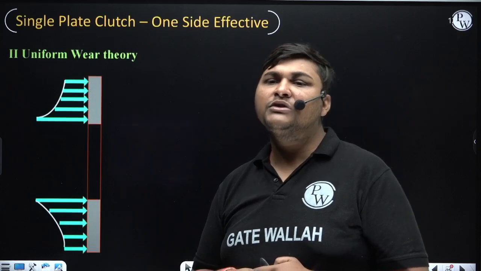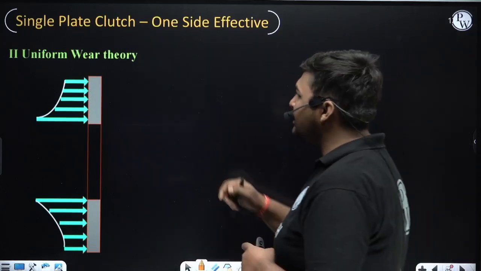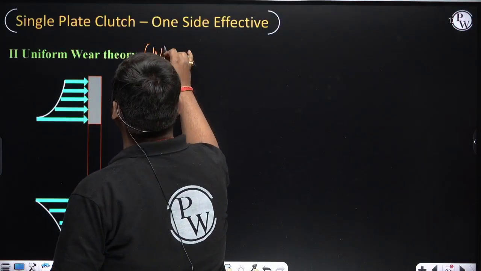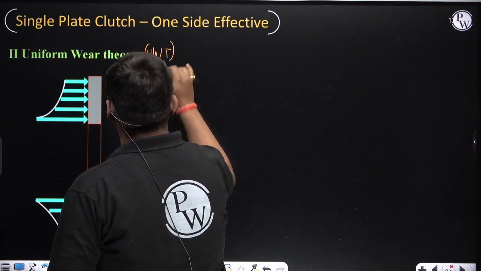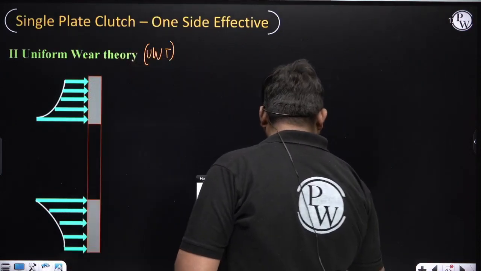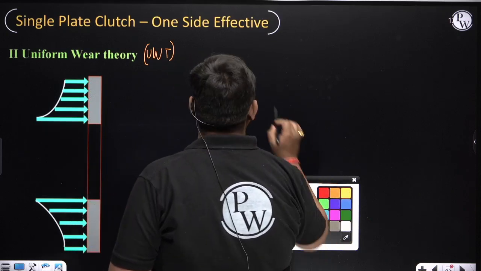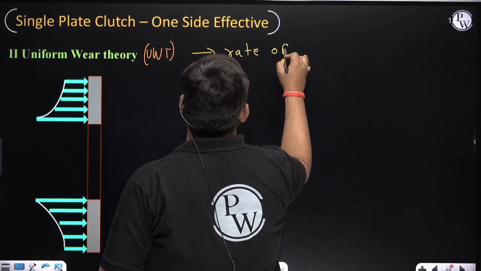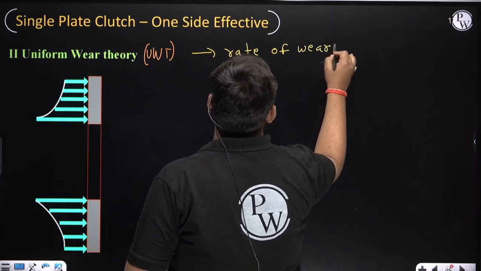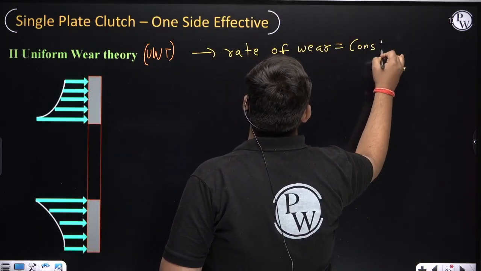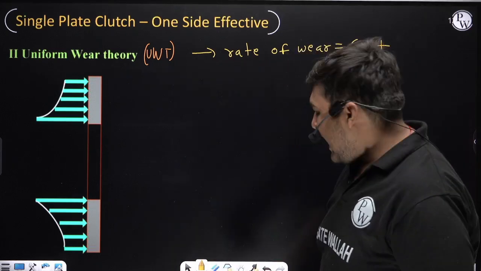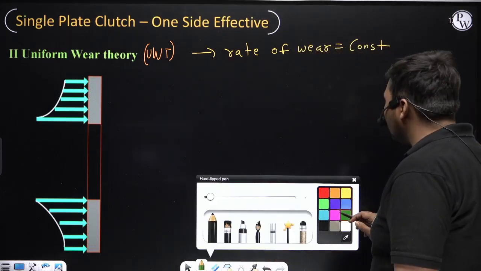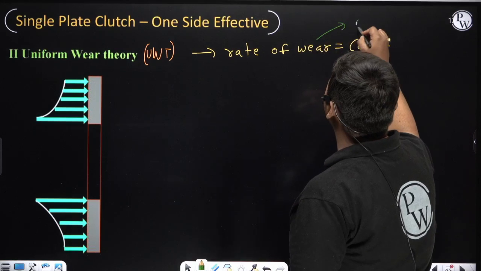Now, the next theory which we will discuss is uniform wear theory. In short, I will write uniform wear theory as UWT. Now, what is uniform wear theory? In uniform wear theory, we assume that the rate of wear across the friction lining is constant. Means we are considering wear, but we assume the rate of wear is constant. And this theory will give more accurate results for an old clutch.